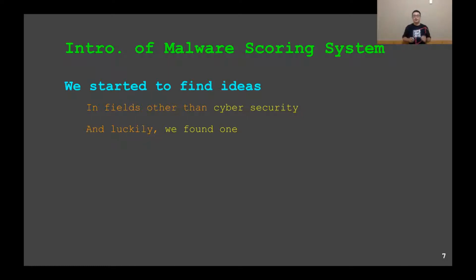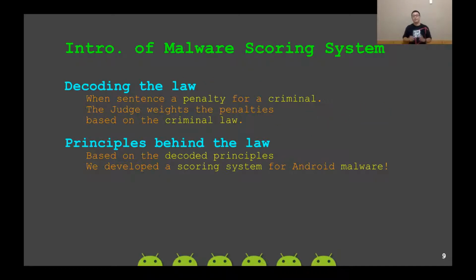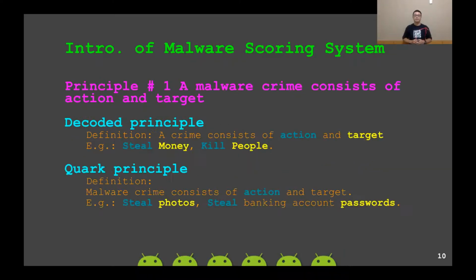So we started to find ideas in fields other than cybersecurity. And luckily, we found one. Yes, the best practice we found is the criminal law. When sentencing a penalty for a criminal, the judge weighs the penalties based on the criminal law. And after decoding the law, we found principles behind it, and we developed a scoring system for Android malware. There are only 8 principles decoded from the criminal law, and I'll go through them in the following slides.